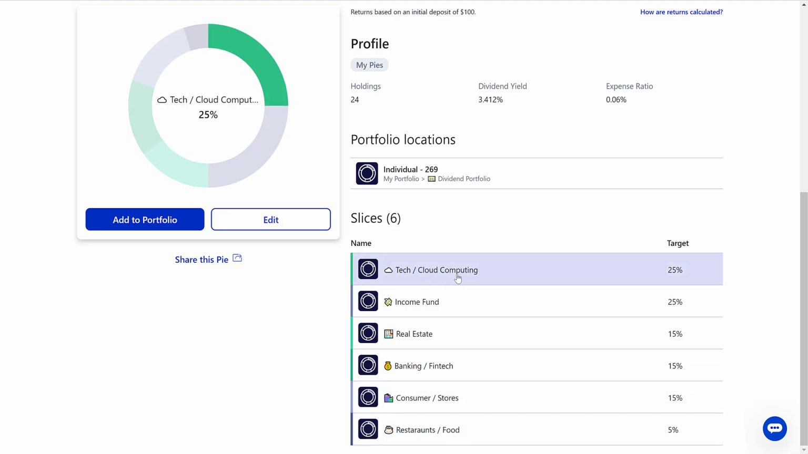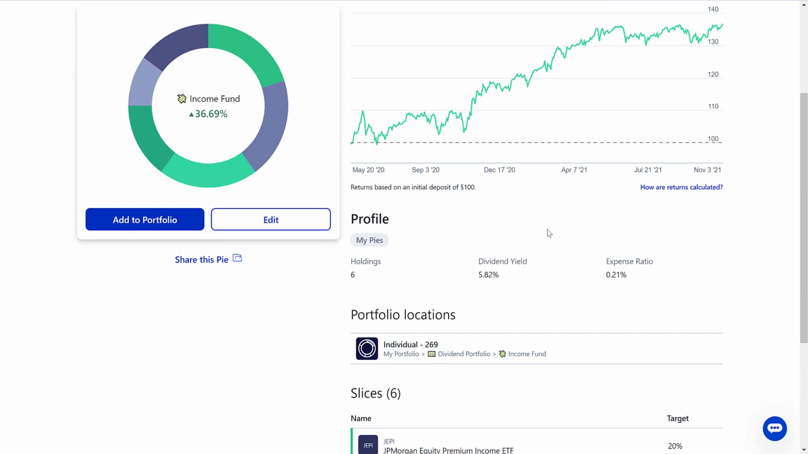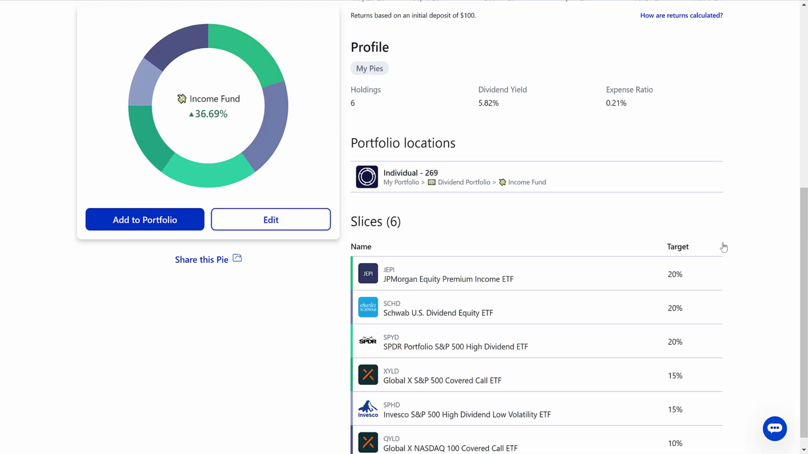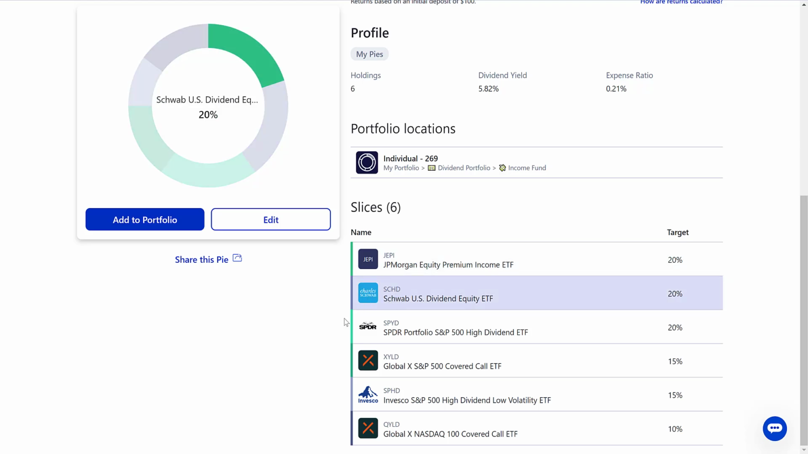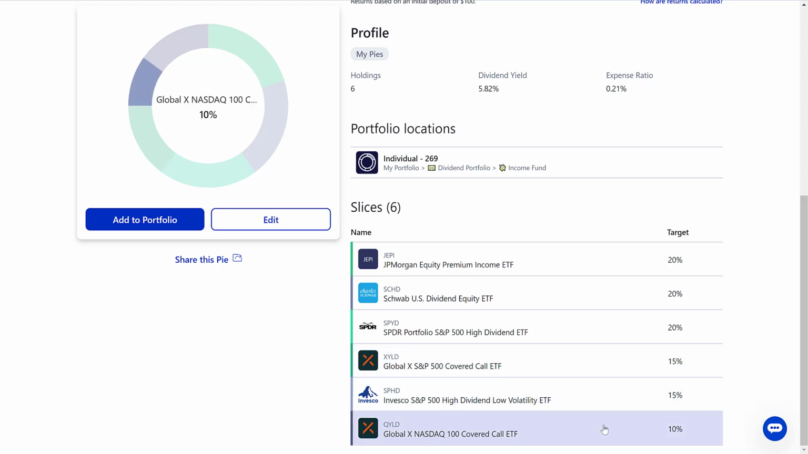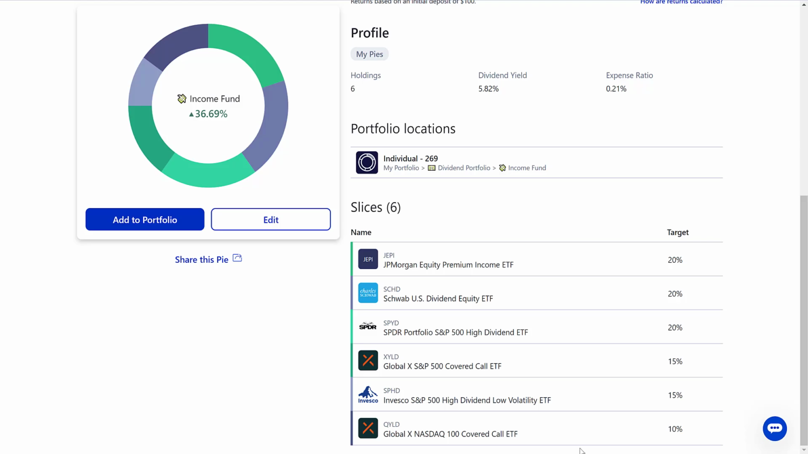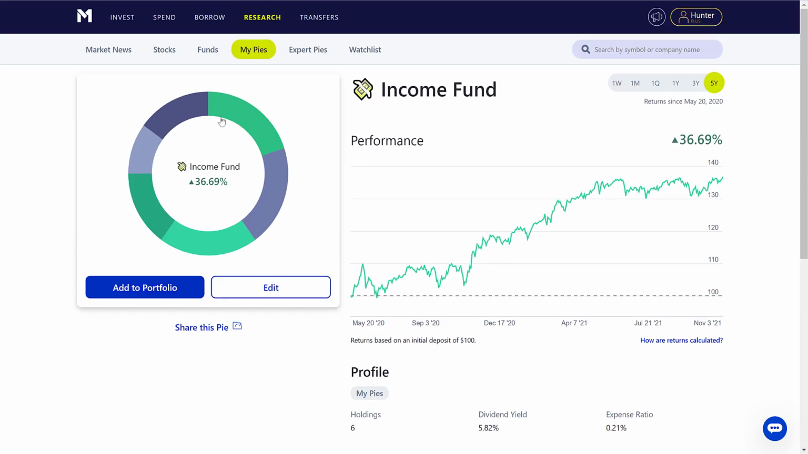Now, if you just want to go look into one of these, for example, let's look at the income fund. These are some more higher yielding things. We can see that this little pie itself has a 5.82% dividend yield and an expense ratio of 0.21%, leaving us with a net yield of about 5.61%, which is very, very high. Some of my targets right here are JEPI, SCHD, SPYD, XYLD, SPHD, and QYLD. You can go check these out. I don't want to talk too much about this. You came here to see how to build a dividend portfolio, so let's go over that.